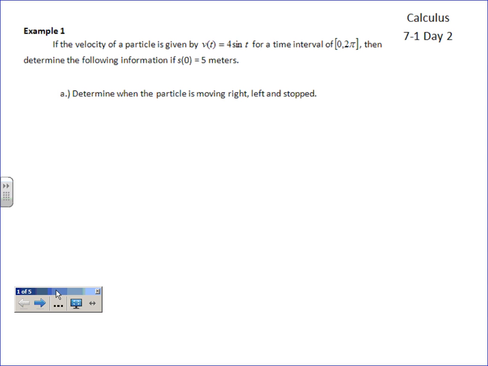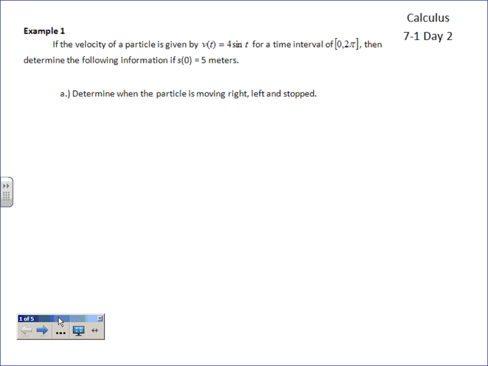So this one is saying right here that we have a velocity. It happens to be trig, and it's saying from 0 to 2 pi. And we know it is including 0 and 2 pi because of the brackets. Very good. Then determine the following. S of 0, following information, if f sub s sub 0 equals 5 meters. What does that mean?